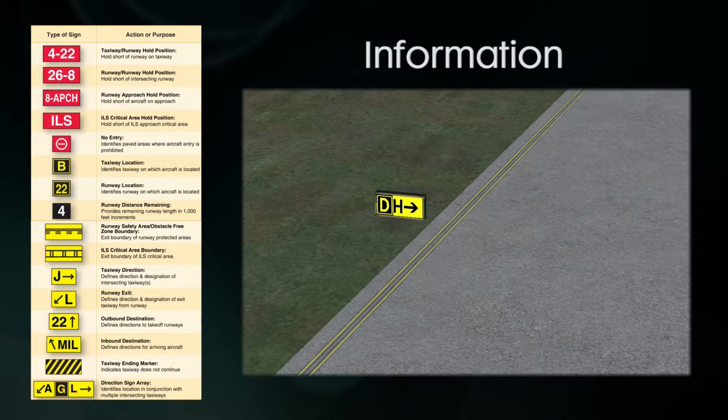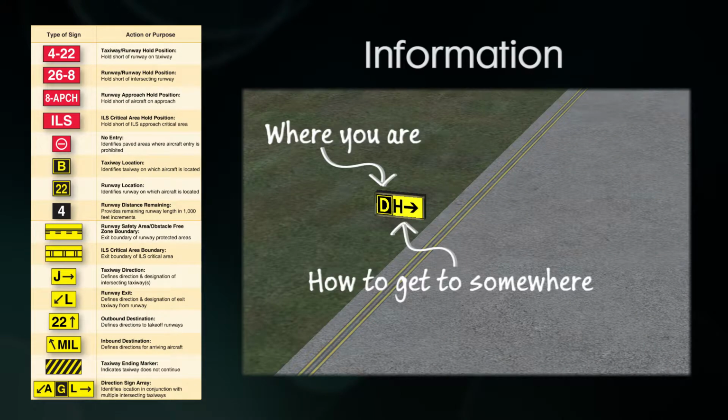Information signs show where you are or how to get to somewhere. Part of those are direction signs, and they are yellow with black lettering. They point in the direction to where taxiways lead. A location sign is black with yellow lettering, and it shows where you are located.